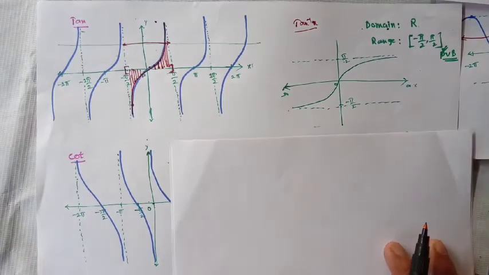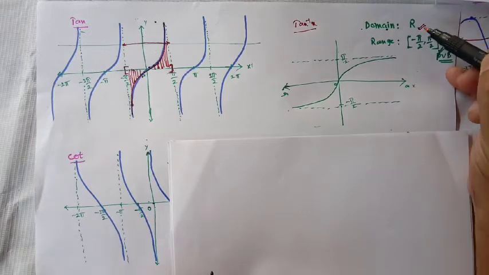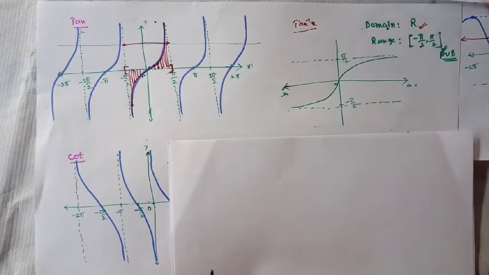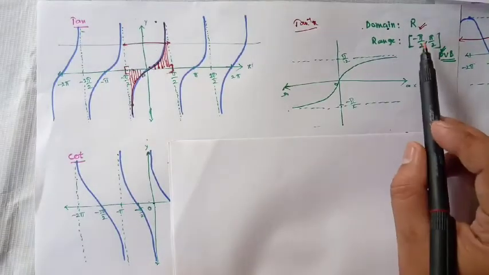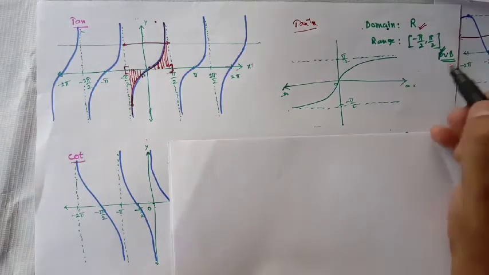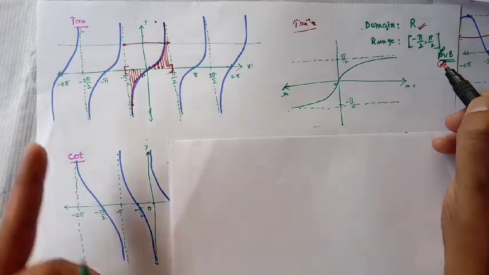So as we understood the domains and ranges, this domain will become the total real number system. Actually it is the range of the tan, and the range is now minus pi by 2 to plus pi by 2. This is your principal value branch of the domain of the tan.